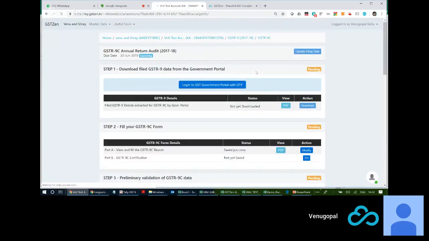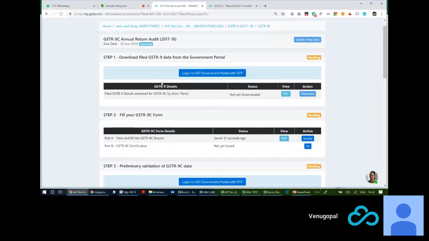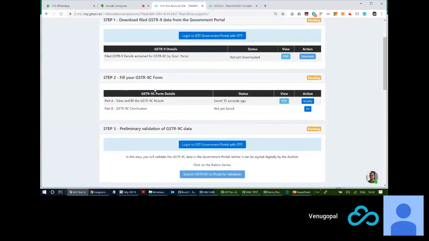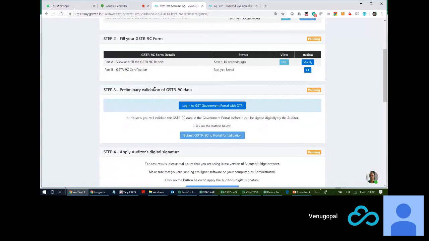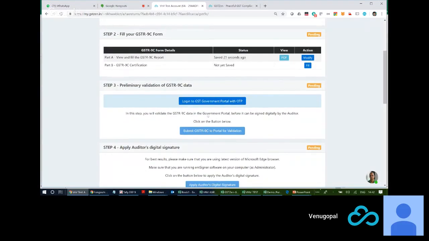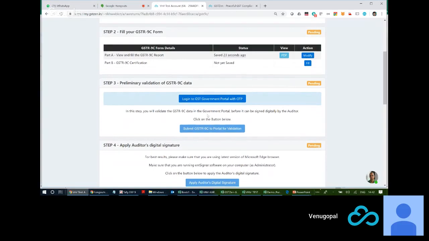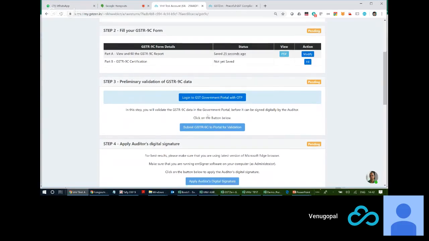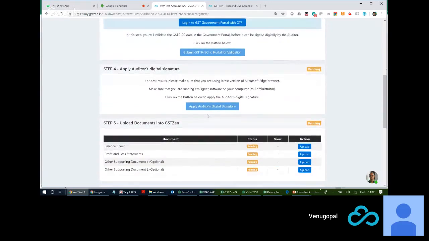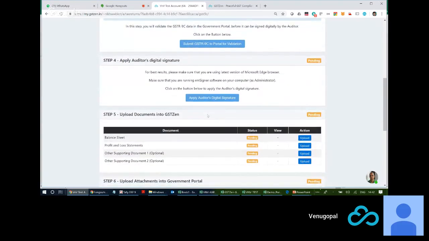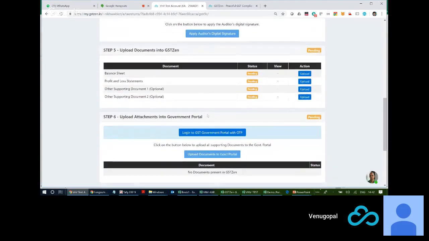Broadly, if I have to explain the steps in filing, you download the data from the government portal, and you fill it online on the 9C. You can do a preliminary validation where you can submit the 9C to the portal and see whether the digital signature is correct, the GSTR9s are correct, hash is correct, everything. And then you can upload onto the government portal. So these are the various steps involved.